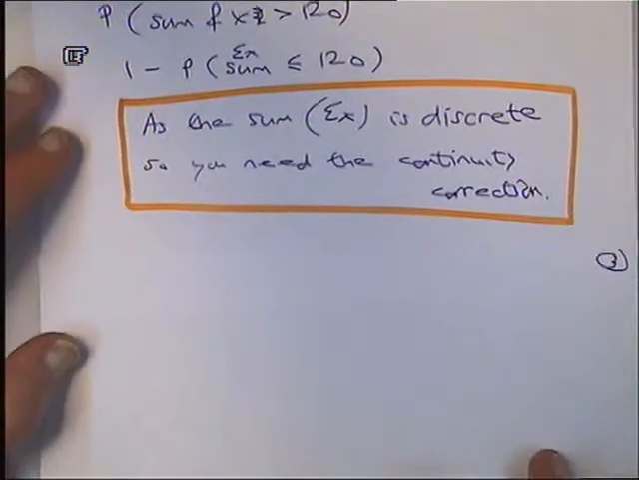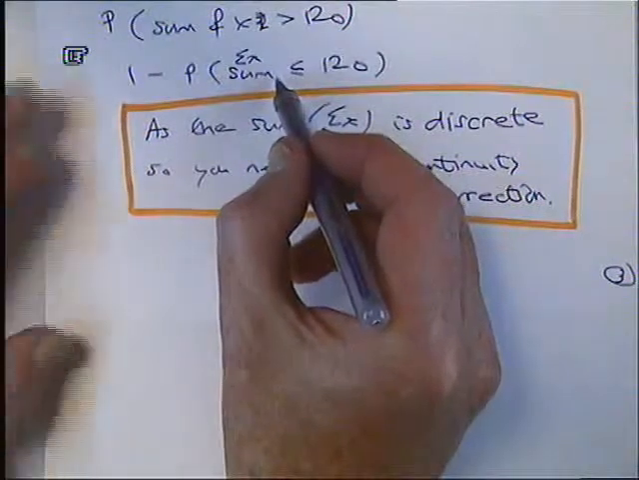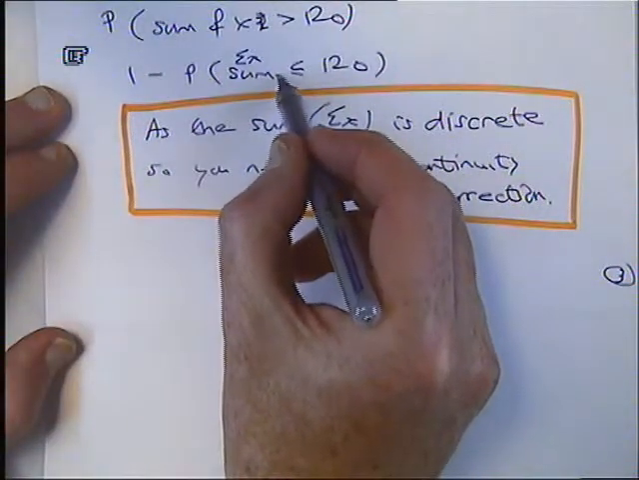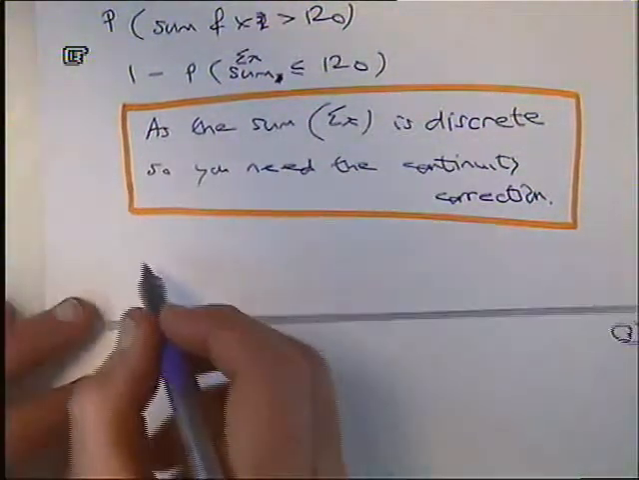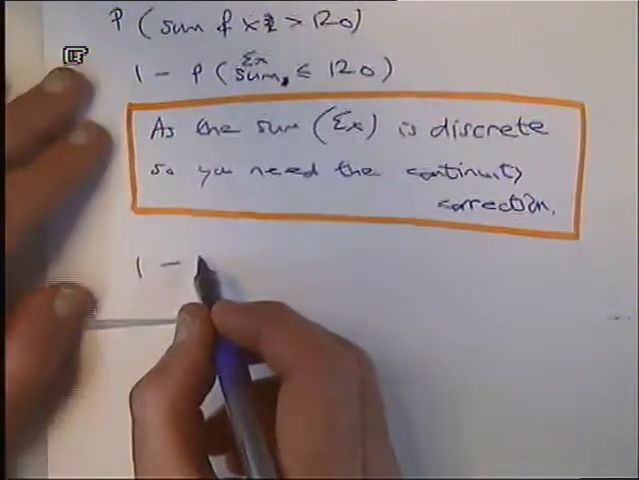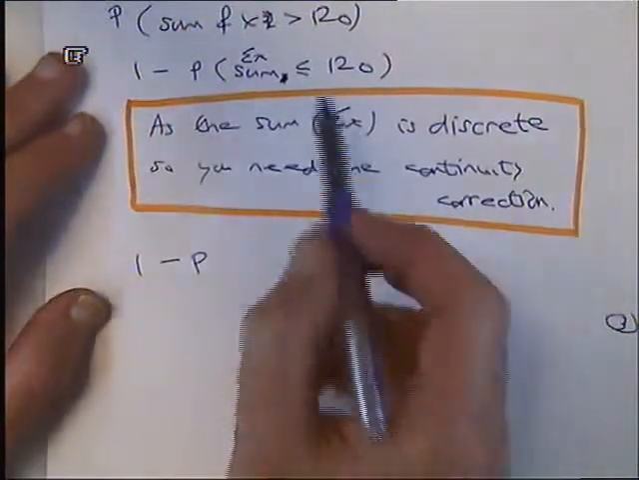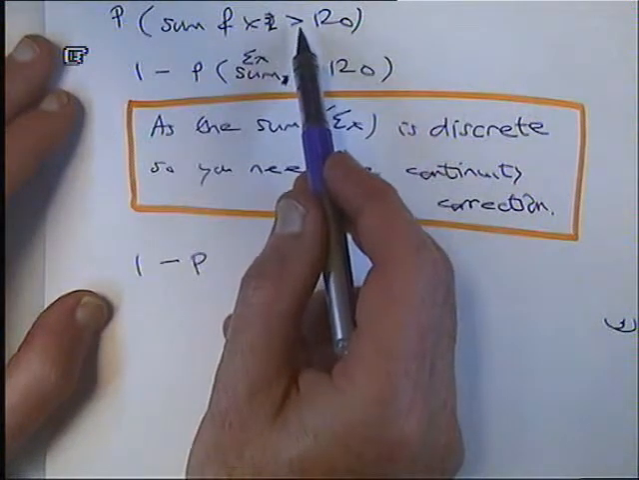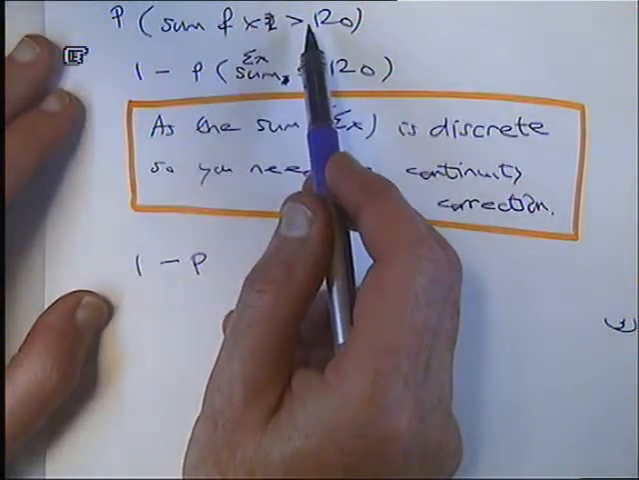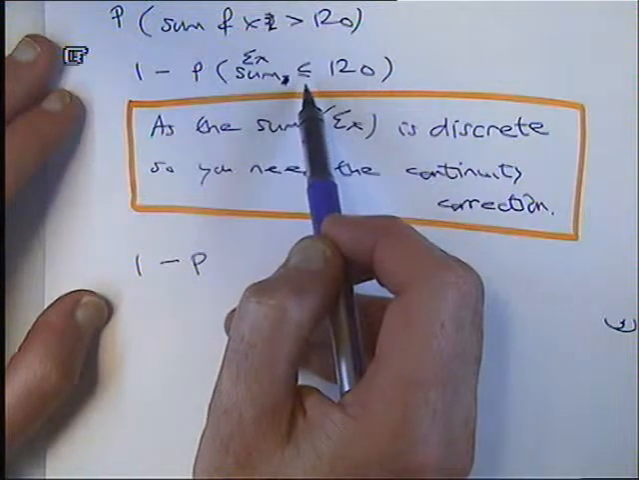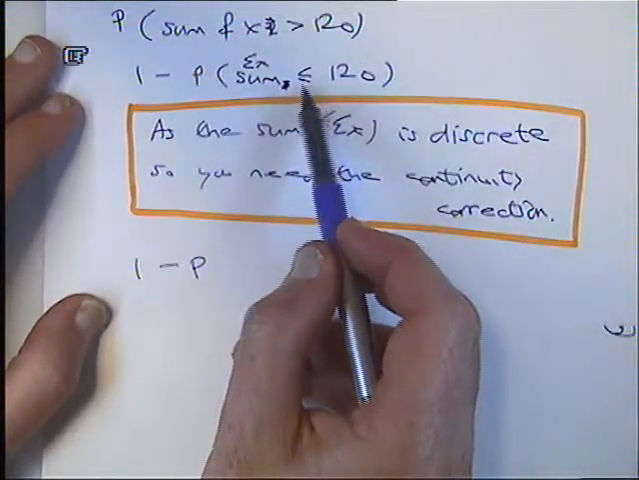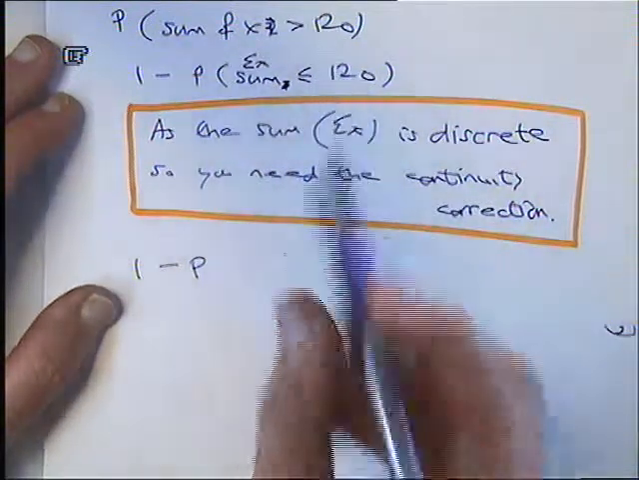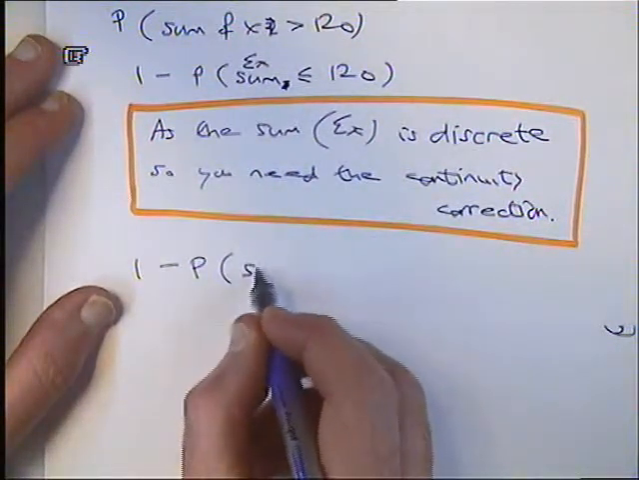So what I'm going to do now is just rewrite this with the continuity correction in here. This is where we need to be really careful. I was looking before for greater than 120. Now this is where I actually do need to make sure I get this right. Greater than 120 becomes, when I turn it round, less than or equal to 120. So what value am I going to use in here?